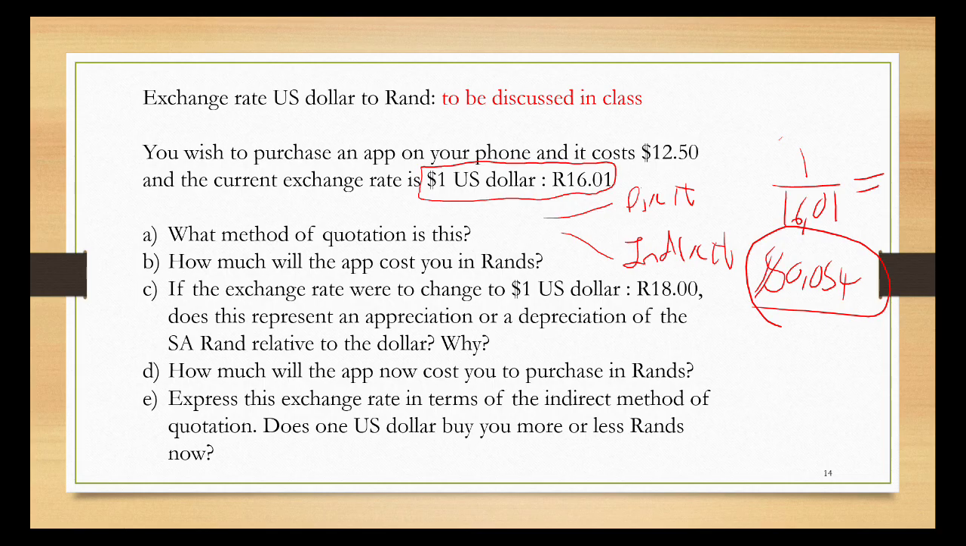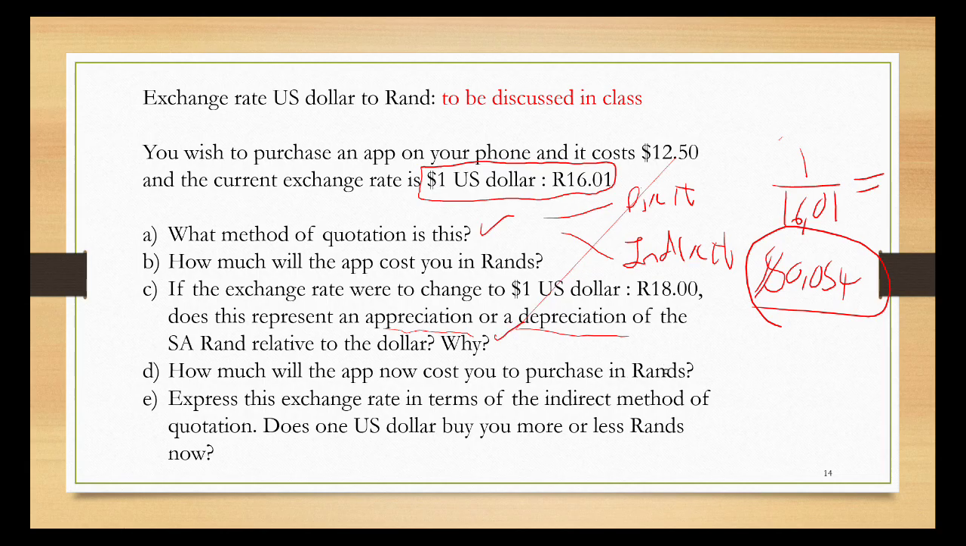Okay, so now that's done. How much will the app cost you in rands? Easy. 12.50 times 16.01. If the exchange rate were to change to $1 is equals to 18 rand, does this represent a depreciation or an appreciation? Easy. 16.01, then it changed to 18 rand. So your dollar got higher. If your dollar got higher, that means your rand got smaller. It weakened. So it's depreciation, right? Because now you have to pay more for the dollar. So that means your rand has lost value.